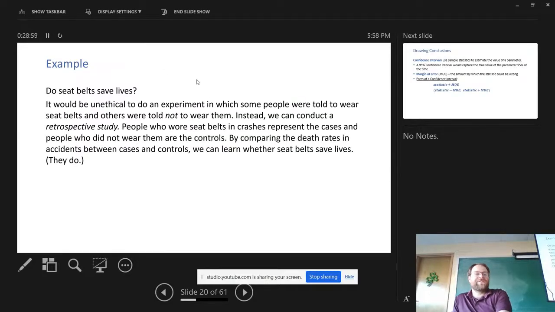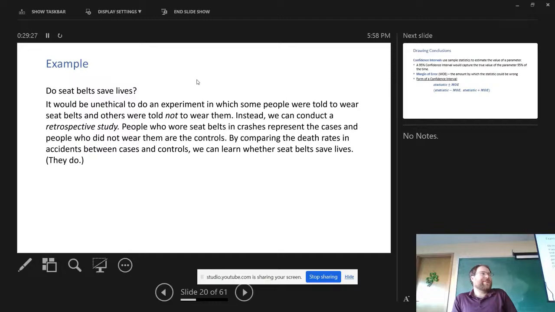But here's a more current example. Do seatbelts save lives? You probably shouldn't be going out there asking people not to wear seatbelts when driving, because bad things can happen with that. Instead, you look at past data of what happens when people don't wear seatbelts.